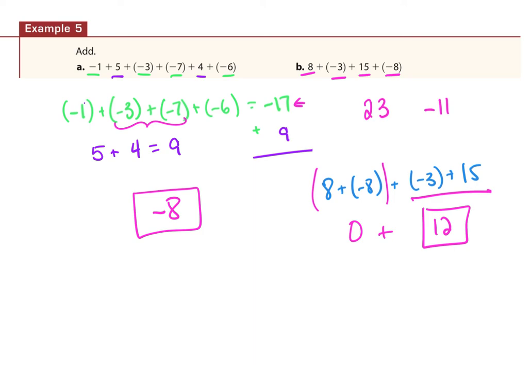So depending on what's going on, as long as it's all addition, I can add it in whatever order I want. Whatever makes it more simple. All right? Questions on that? All right.